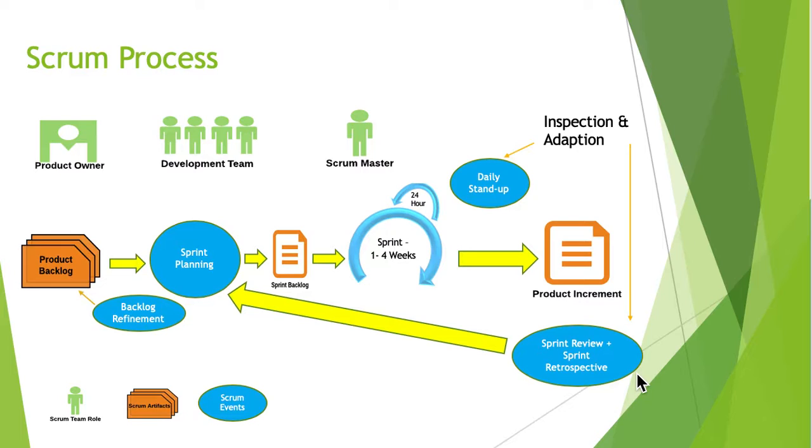Then the team adapts the items to improve further, and the process goes to the next sprint planning session. This process continues on and on until all the items from the product backlog are completed.